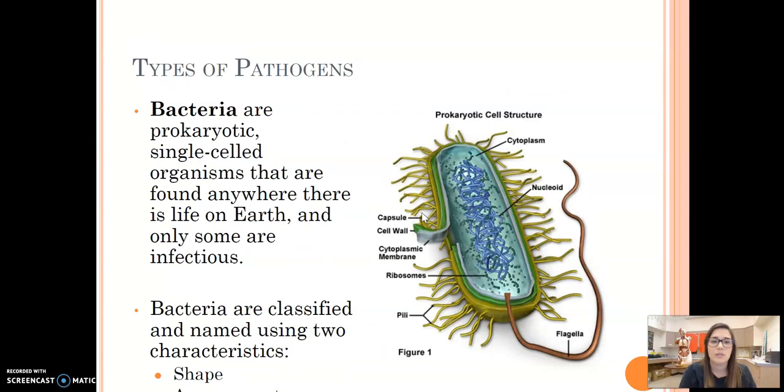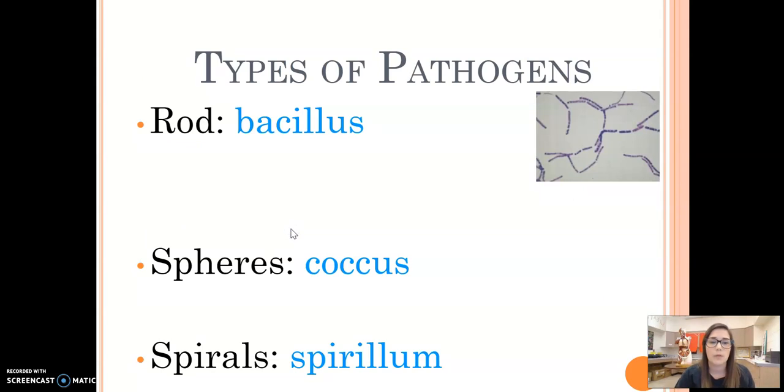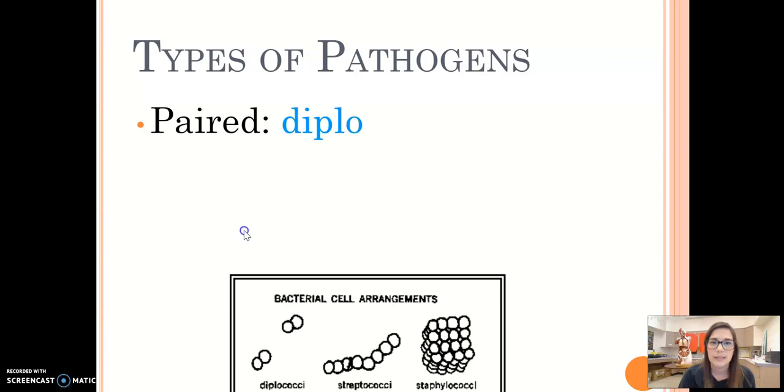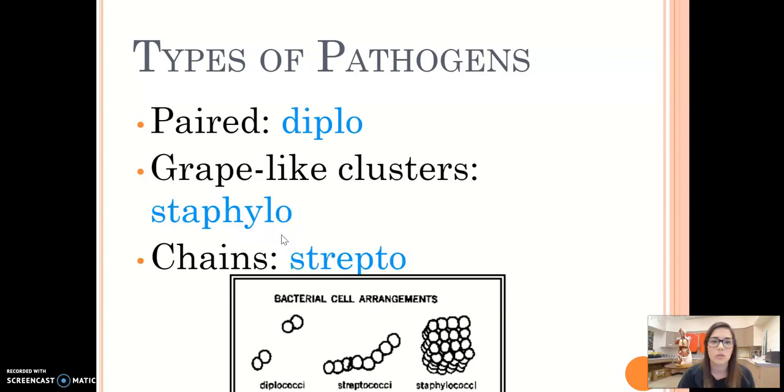The first type of pathogen, bacteria, these are single-celled prokaryotic organisms, and they are named based on their shape and their arrangement. So for example, there's 3 types of shapes: rods, which is called bacillus; spheres, which is coccus; and spirals, which is spirillum. Some pictures of those. Bacteria are also named by how they're clustered together. So it can be diplo, staphylo, or strepto. So for example, streptococcus would be a chain of circular shaped bacteria.